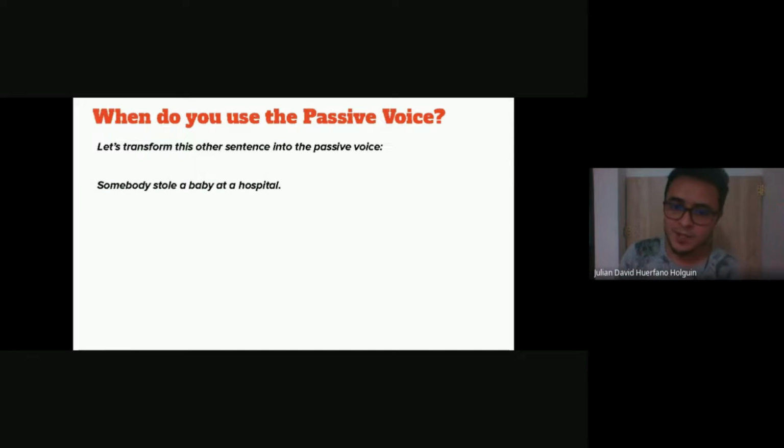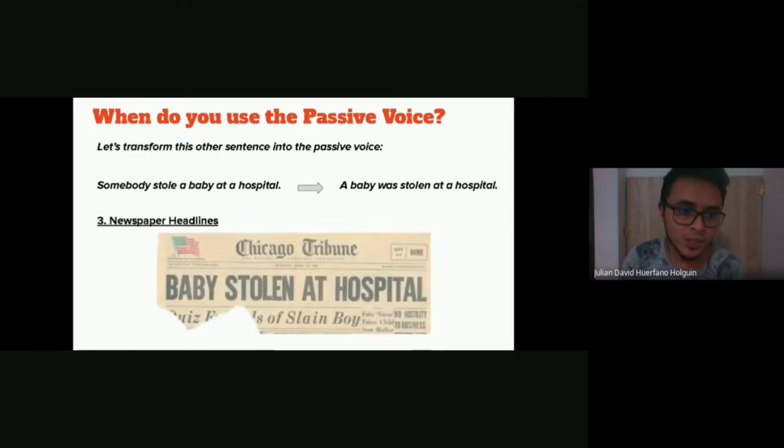Now let's transform this sentence into the passive voice. Somebody stole a baby at a hospital. Very nice. A baby was stolen at a hospital. That is a very good example, but it's also pretty normal to see in newspaper headlines and the news in general terms something like this: baby stolen at hospital. That is completely normal, completely natural, and you can use it when you're talking about news.